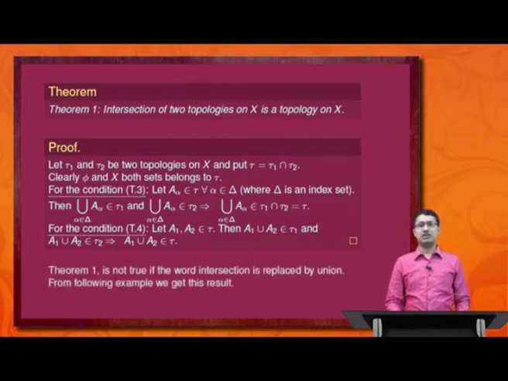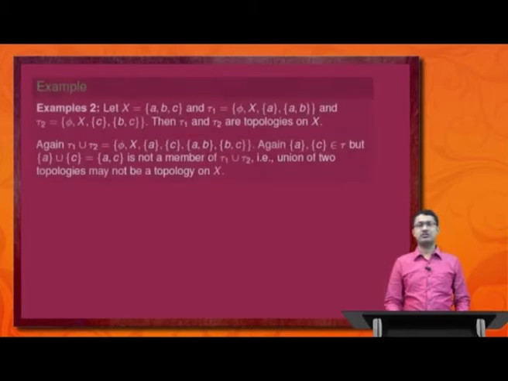Theorem 1 is not true if the word intersection is replaced by union. From the following example, we get the required result. Let us choose the example. Let X be equal to {A, B, C}. That means a set consisting of 3 elements, and we set tau1 equal to phi, X, singleton A, doubleton AB, and tau2 equal to phi, X, singleton C, doubleton BC. Then it is obvious that tau1 and tau2 both are topologies on X. Again, tau1 union tau2 is equal to phi, X, singleton A, singleton C, doubleton AB, doubleton BC.